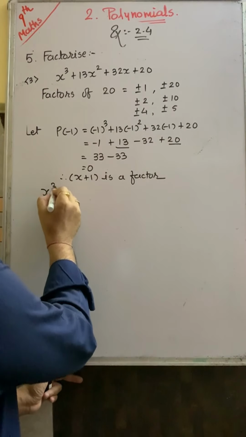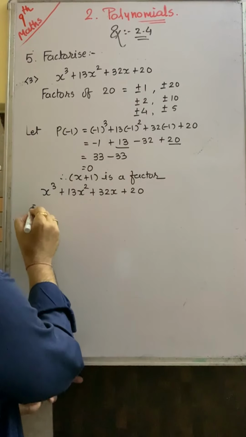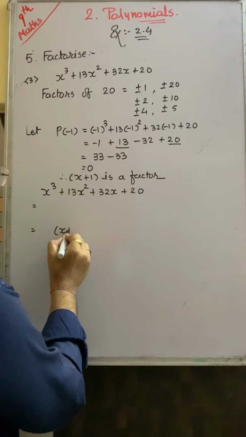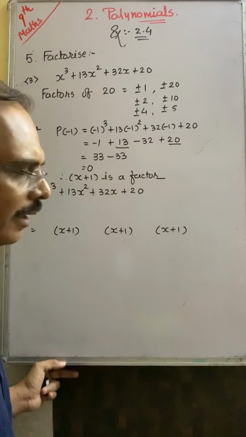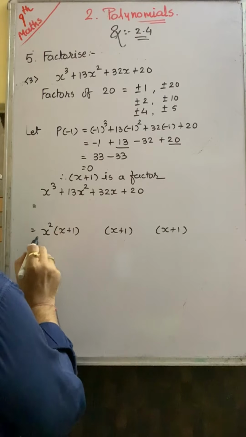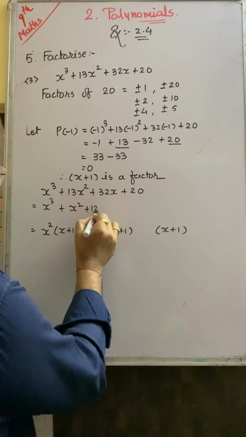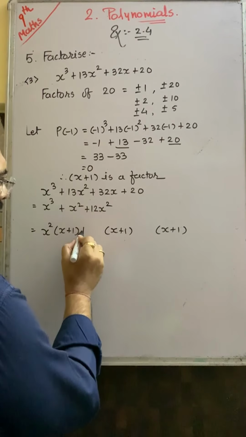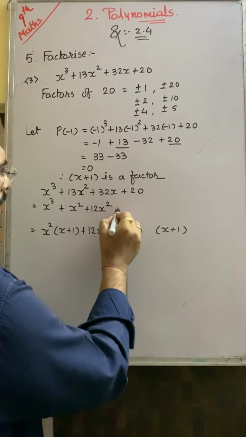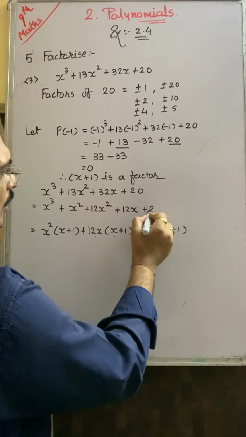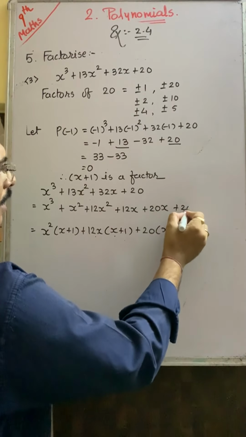Now do our method. Leave one line and write x plus 1 three times, leaving some space. Same style. I want x cube, so I multiply x square into x is x cube. x square remains. I want 13, so I should add 12x square. To get this 12x square, I multiply by 12x. 12x into x is 12x square, 12x remains. I want 32, so I should add 20x. So write 20 here, 20 multiplied by x is 20x, 20 remains.